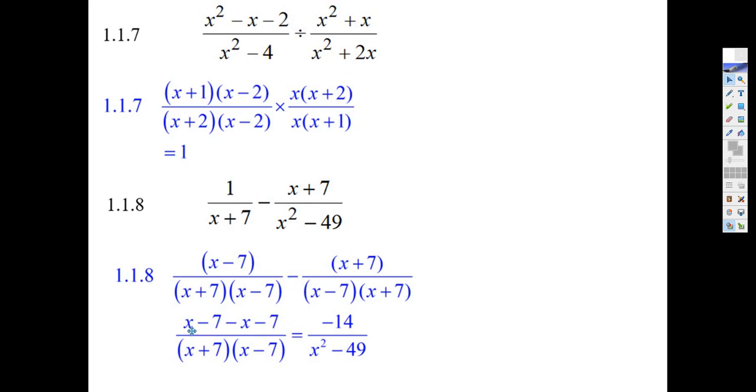Well, there it is. But x minus x, that's nothing. So minus 7 minus 7 is minus 14. Maybe it's a little easier on the eyes. We could leave it as x plus 7, x minus 7, but to write it as what we started off with, x squared minus 49 is what's in the denominator.